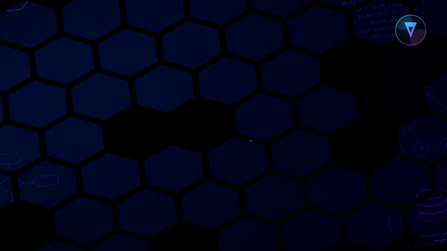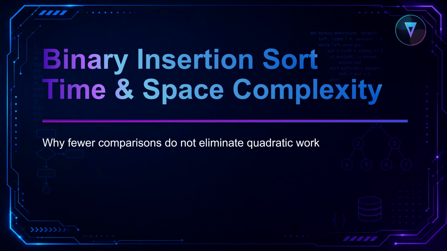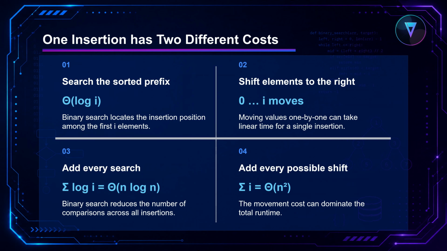Binary search sounds faster. Does that mean binary insertion sort runs in big O of n times log base 2 of n? Only for its best case running time. To understand the complete complexity, we must separate the cost of finding an insertion position from the cost of shifting elements. Where does the runtime come from during each insertion?